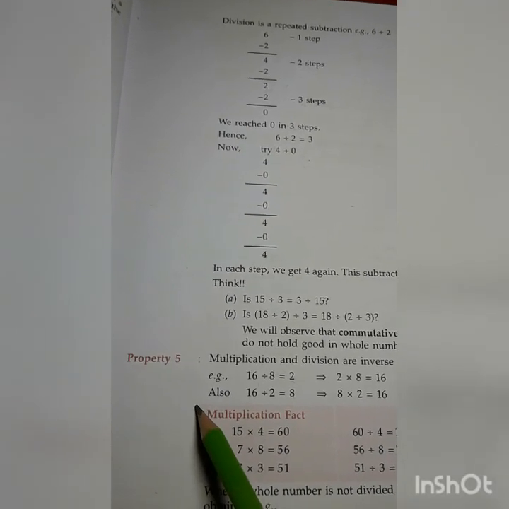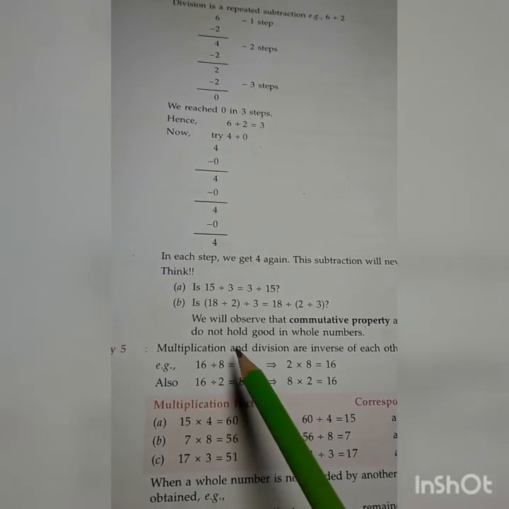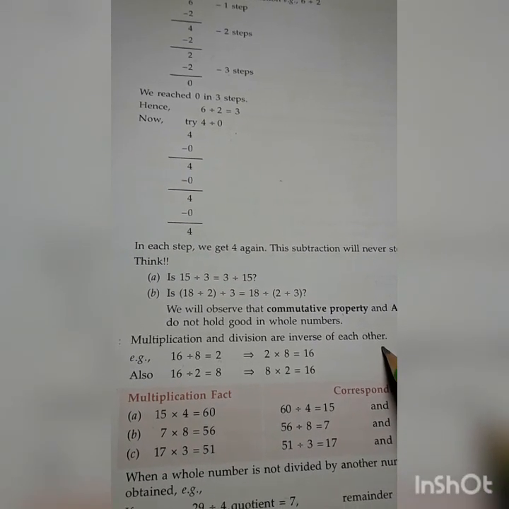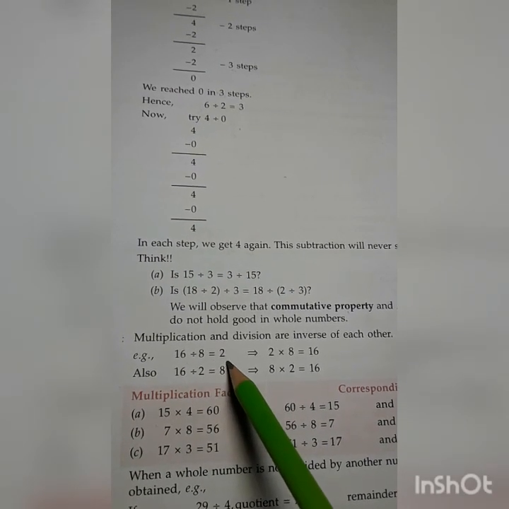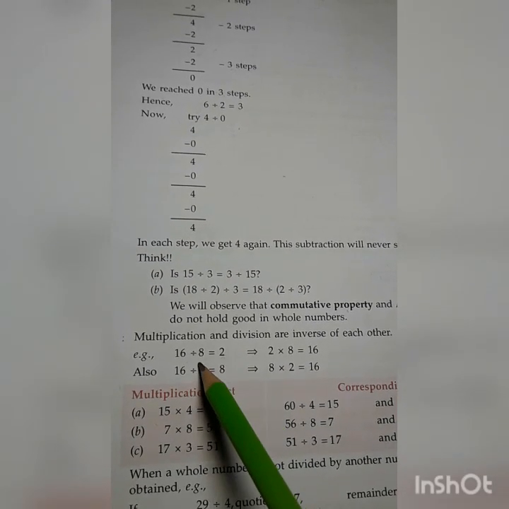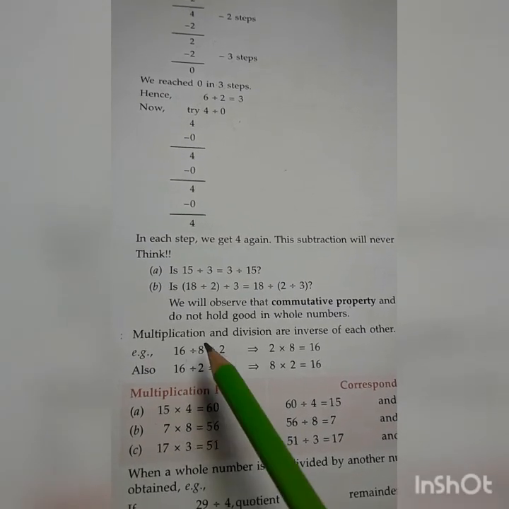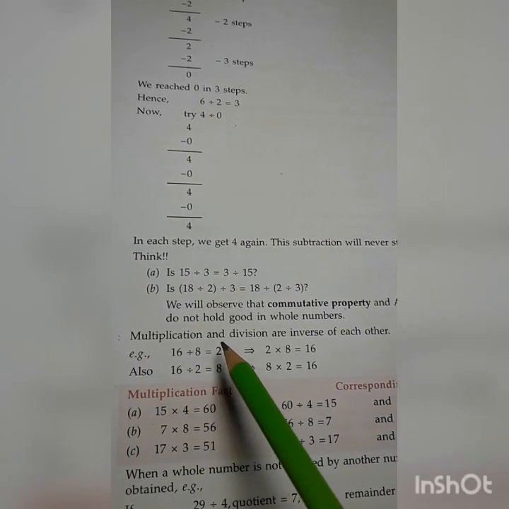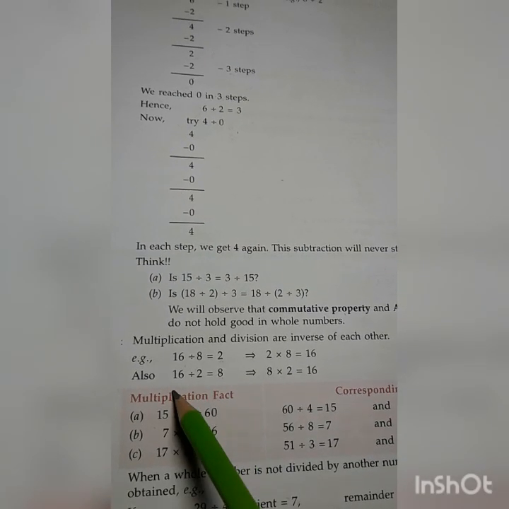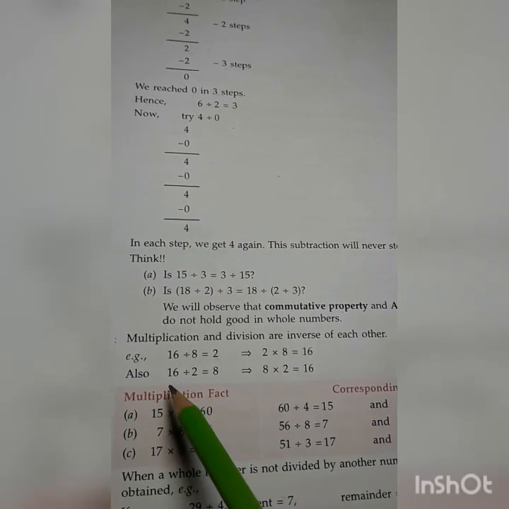Then comes property 5. Multiplication and division are inverse of each other. For example, 16 divided by 8 equals 2. If you multiply these two numbers, means 2 eights are 16. Then if you divide 16 by 2, you get 8. Then if you multiply these two numbers, means 8 twos are 16. So multiplication and division are inverse of each other.